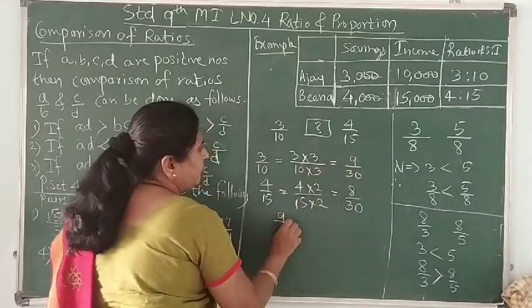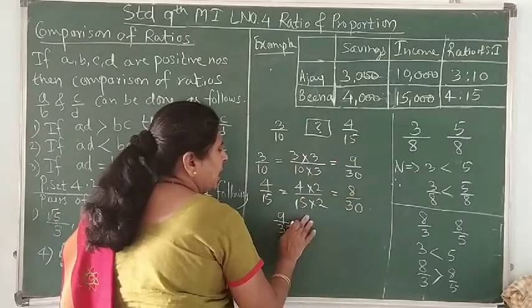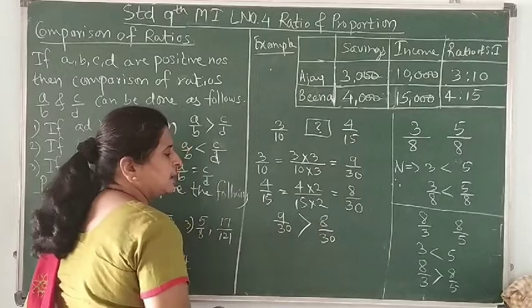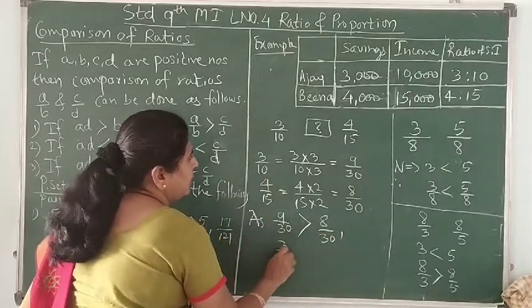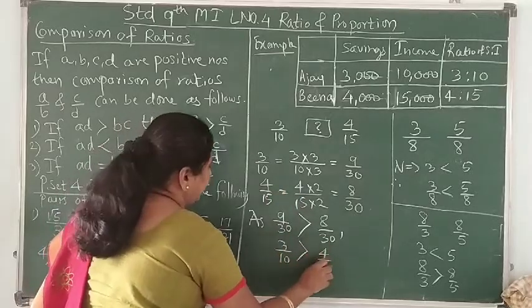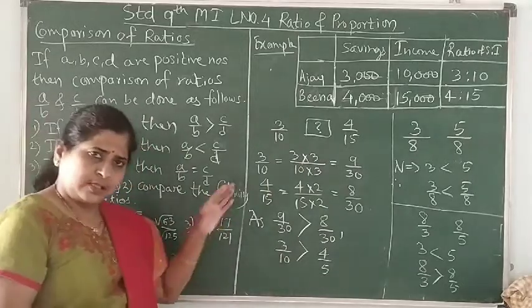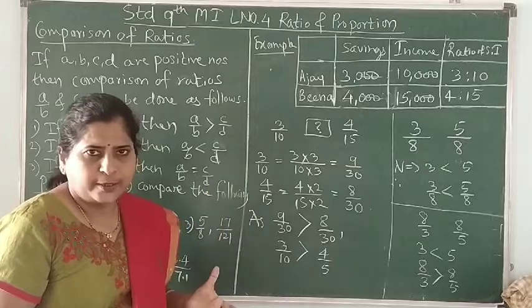Now 3 upon 10 is 9 upon 30, and we have to compare it with 8 upon 30. We can see 9 upon 30 is bigger than this, so 3 upon 10 is also bigger than 4 upon 15. So this is one way of doing it. But can we do something in a little shorter time, in a smart way?